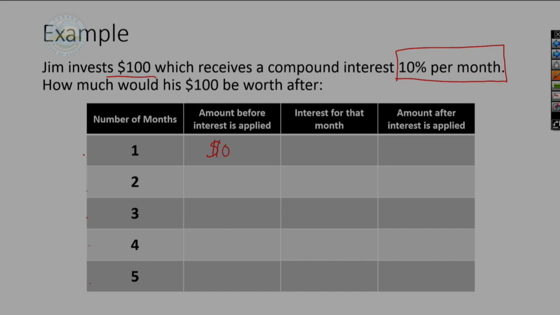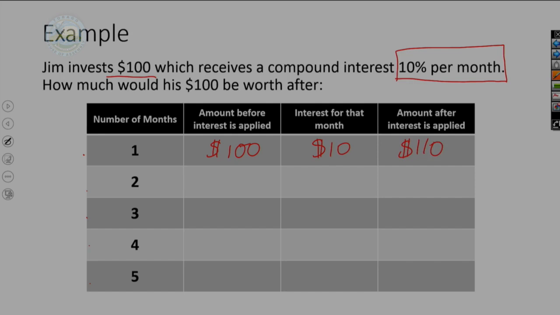So the amount before the interest was applied for the first month, he started with $100. Now, he is going to get 10% of that amount as interest. So we know 10% is the same as dividing by 10. So 10% of $100 is $10, which means after the interest is applied, his new balance is now $110.